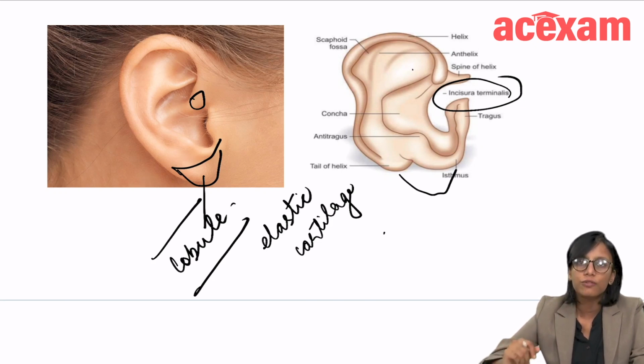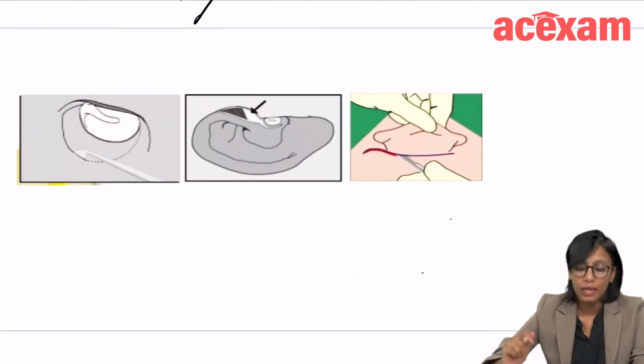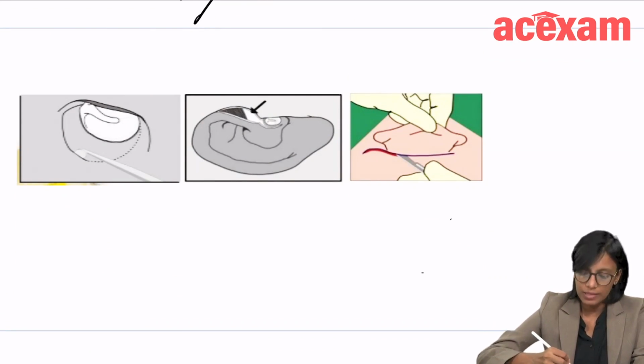So what is the significance of this incisura terminalis? Since there is no cartilage, you can give an incision here. In the rest of the pinna, you cannot give any incision. Why? Because you should not cut a cartilage. If it gets infected, it will cause perichondritis, and then it can become necrosed and there can be a cartilage perforation. So the incisura terminalis can be utilized for incisions. What incision? The endoral or Lempert's incision.